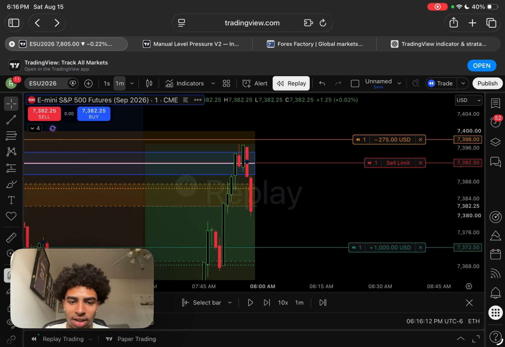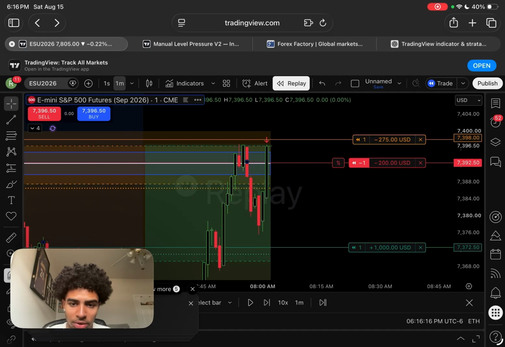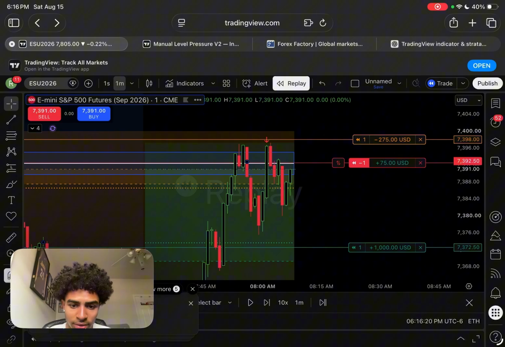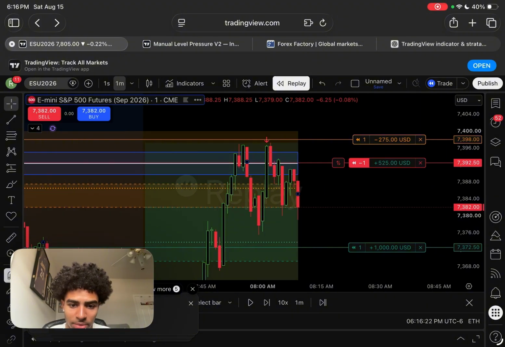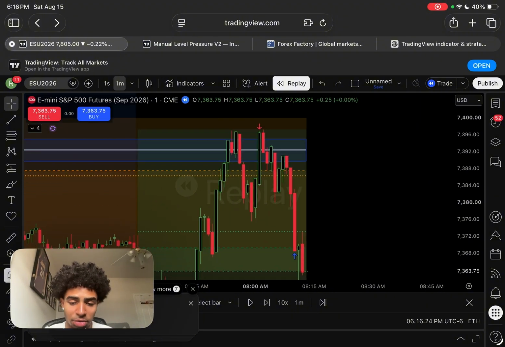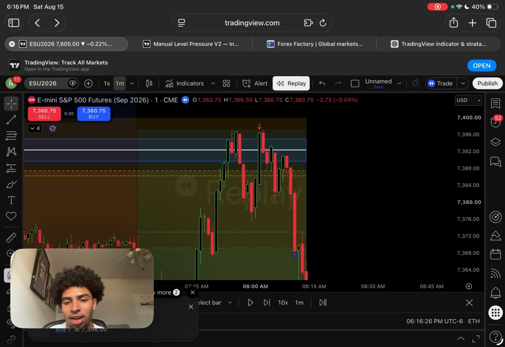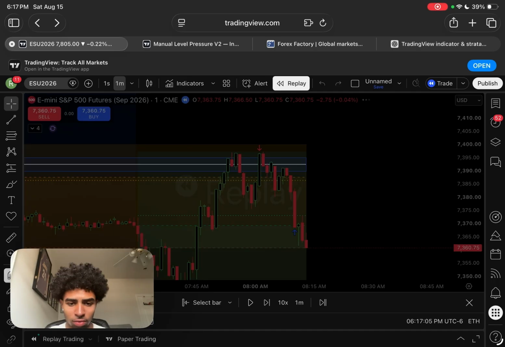But let's see what price does. Pushing lower, I get entered. Price comes down, right? Chop price action, and boom, take profit. Let me show you guys another example.